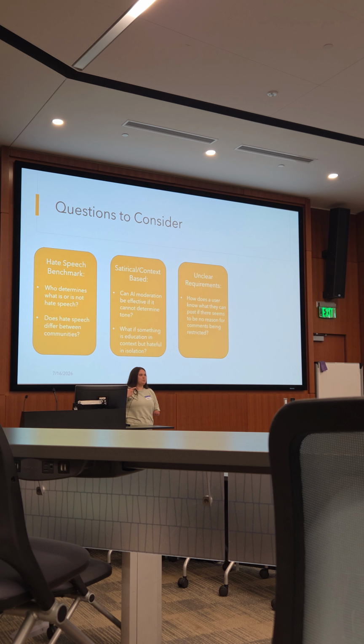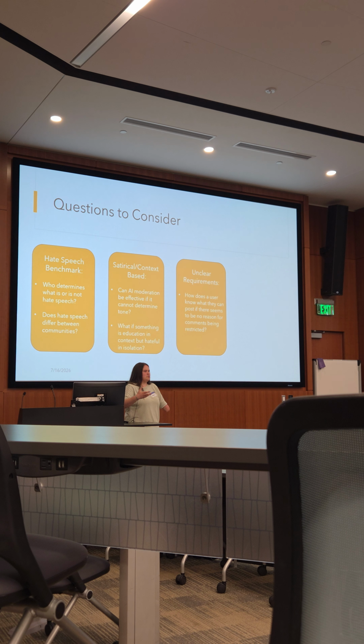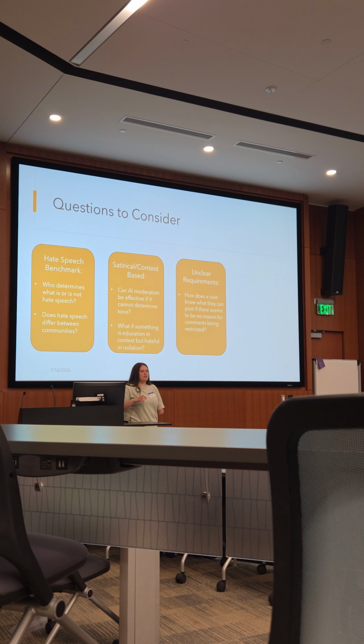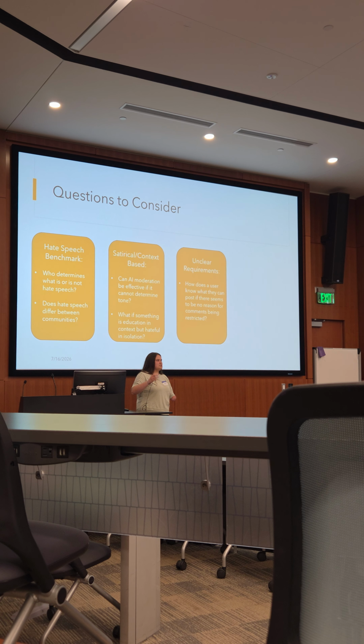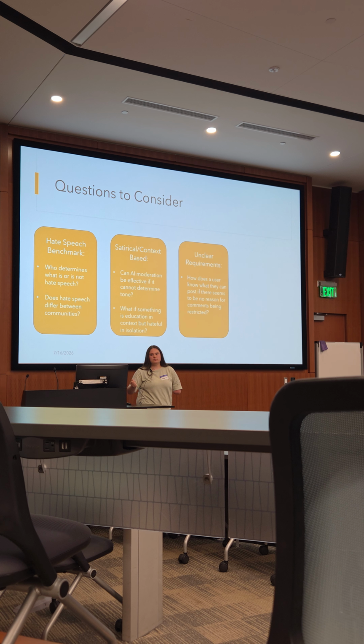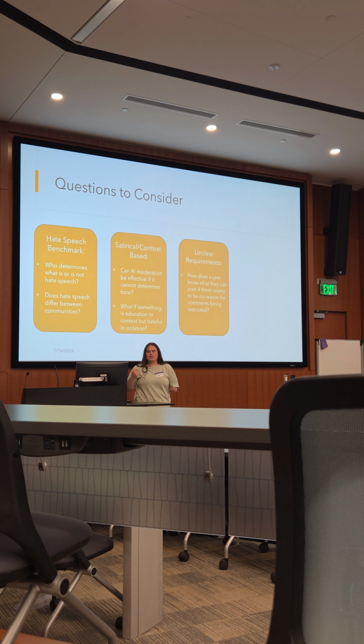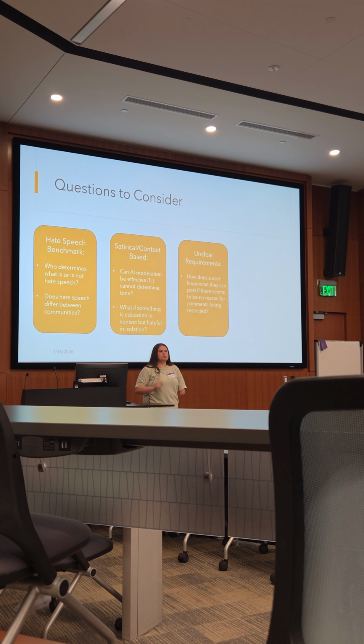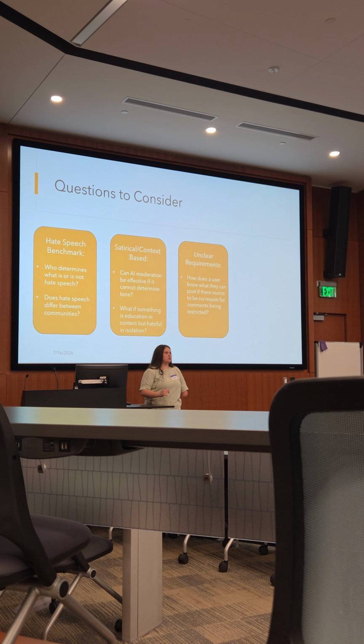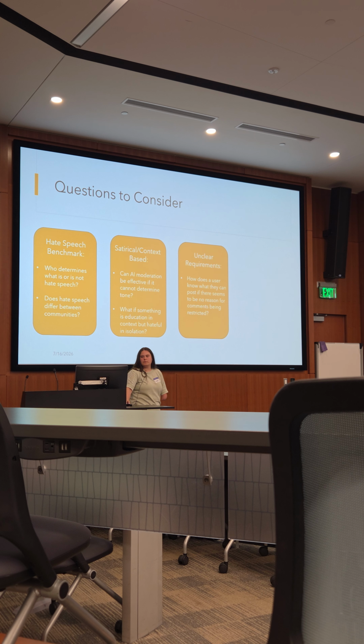One thing that I hear complaints about a lot from people who just use social media is the unclear requirements surrounding what I can or cannot post. So how does a user know what they can post if there seems to be no rhyme or reason to what is being taken down? Oh, I posted something and I don't think it's hateful, but I got shadow banned. How does that happen, and how do I know how to prevent it?